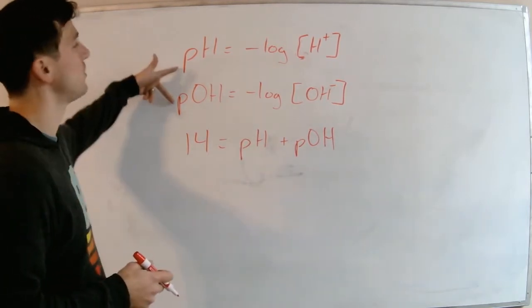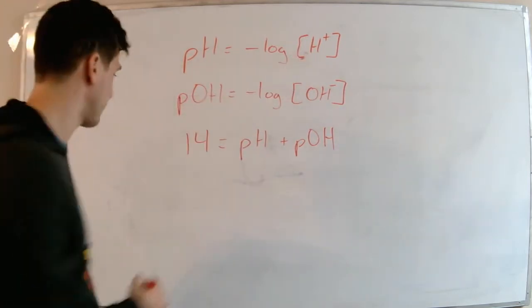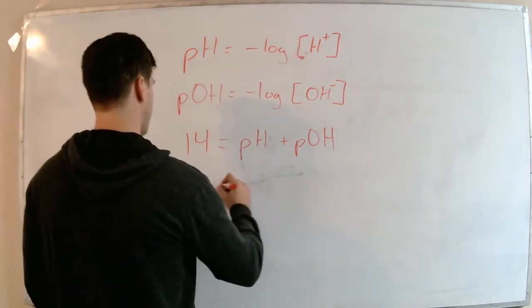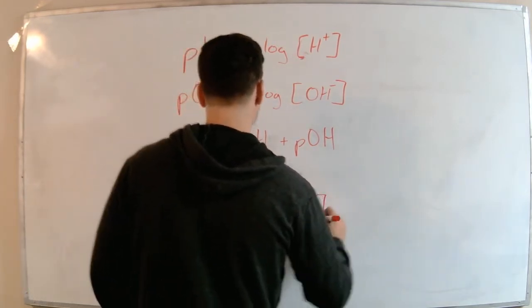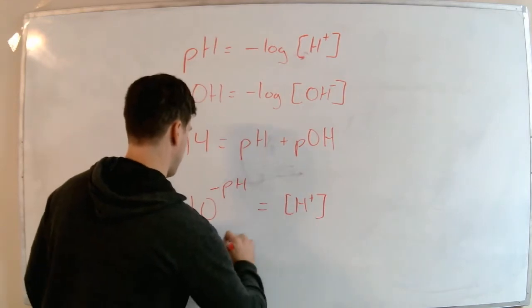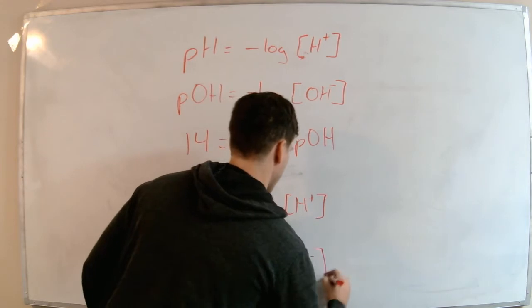And then we have to do the opposites of these, right? What if we have pH and we want the concentration of the acid? We just do 10 to the negative pH equals our concentration of acid, and 10 to the negative pOH equals our concentration of base.